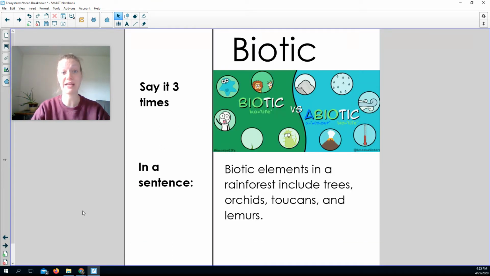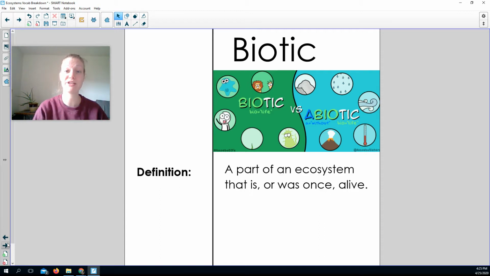The first word is biotic. Let's say it 3 times. Biotic, biotic, biotic. In a sentence, you might see biotic elements in a rainforest include trees, orchids, toucans, and lemurs. The definition of biotic is a part of an ecosystem that is or was once alive.